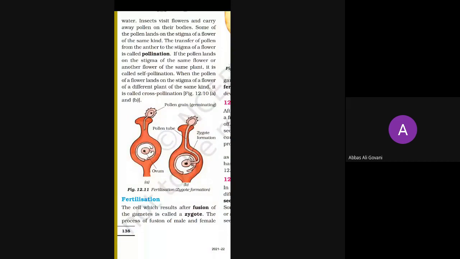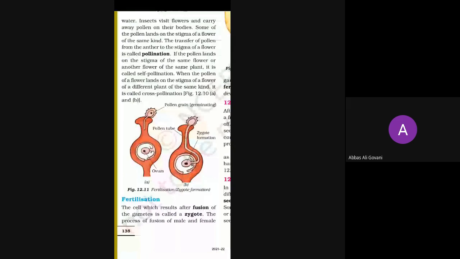Okay, very good. See, pollination means what? Transfer of pollen grain from stamen to stigma. That we call pollination. So what is pollination, in a short way? Transfer of pollen grain from stamen to stigma.